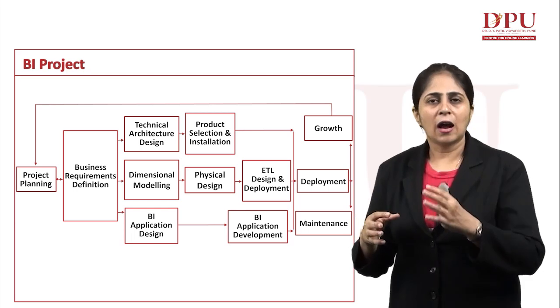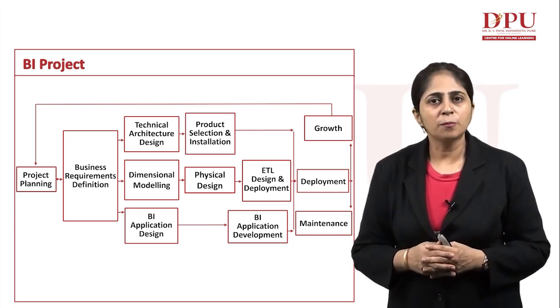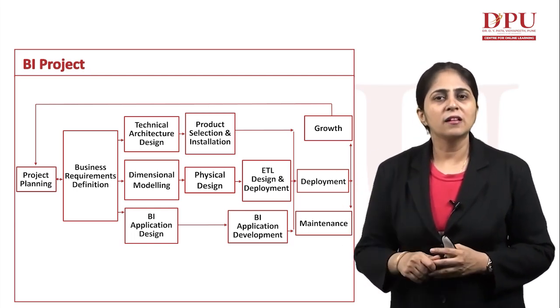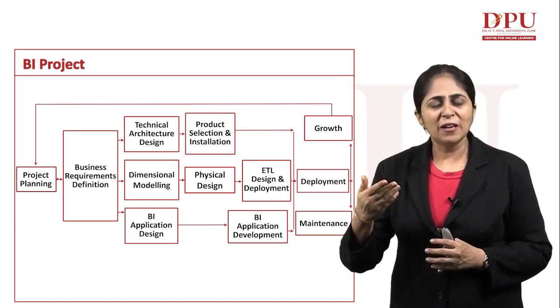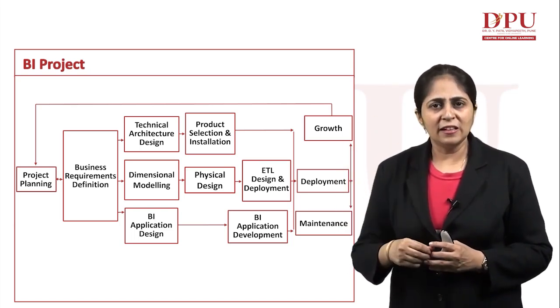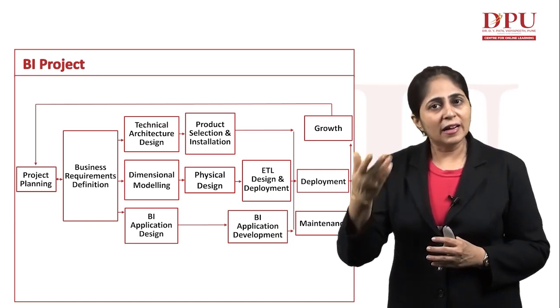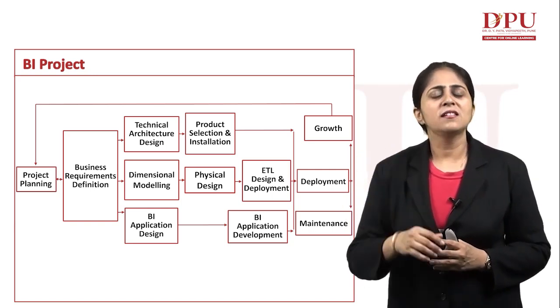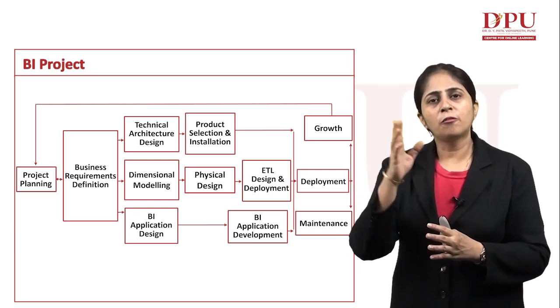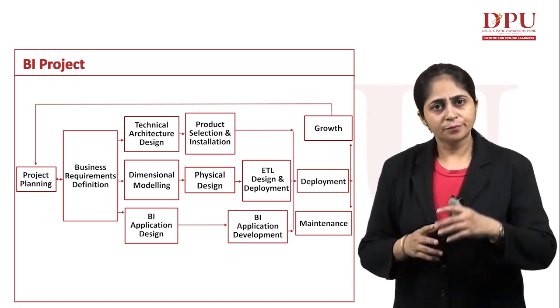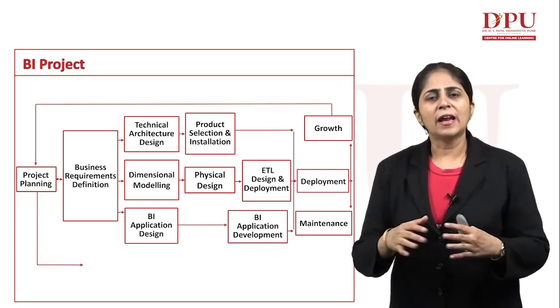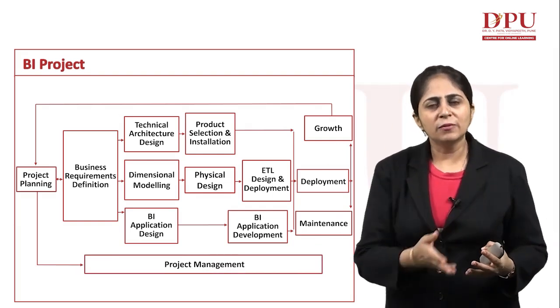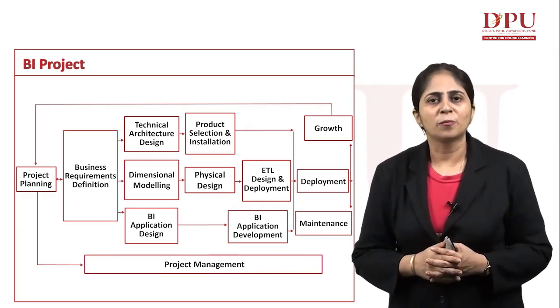Maintenance means if after the deployment some error occurs in the project, then the maintenance of that is required to be done. We may have to do preventive maintenance, we may have to do corrective maintenance. All these kinds of maintenance have to be done for the project which is being deployed. And at the bottom we have the project management task. That means we have to manage this whole project.